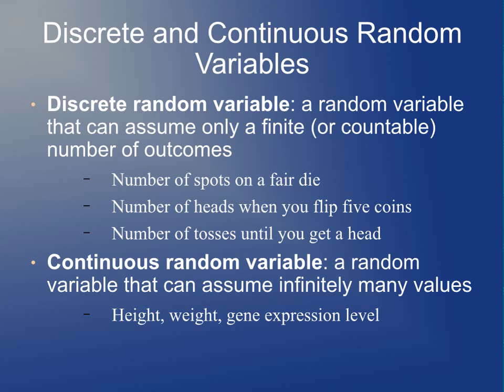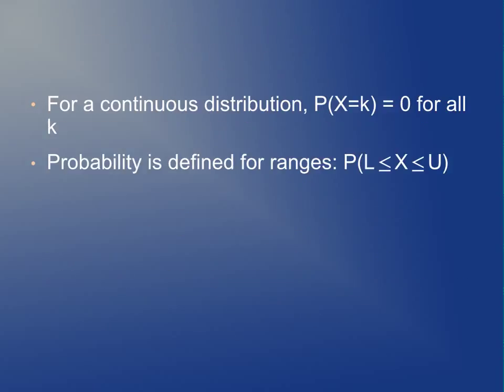So a discrete random variable is a random variable that can only assume a finite number of outcomes: number of spots on the die, number of heads when you flip a coin several times, etc. Whereas a continuous random variable is a random variable that can assume infinitely many different values: height, weight, gene expression level, anything where the outcome could be on a continuum. If you could measure height with perfect accuracy, theoretically you could go out to 1,000,000 billion decimal points. In practice, of course, you can't do that, but in theory, it's a continuous range.